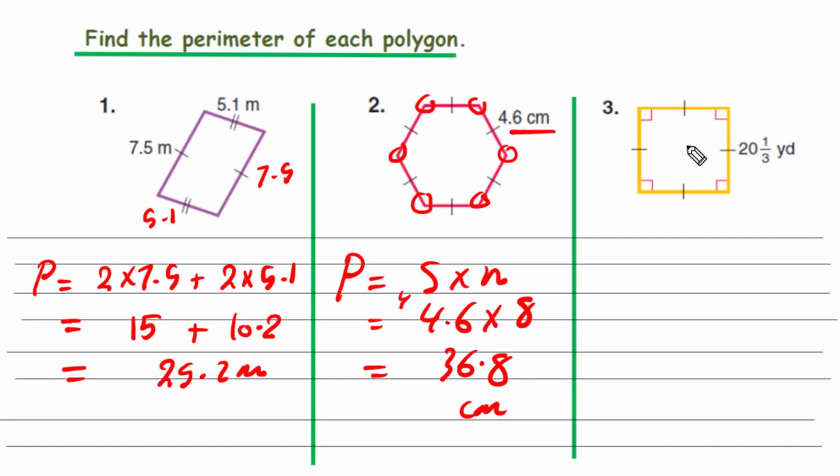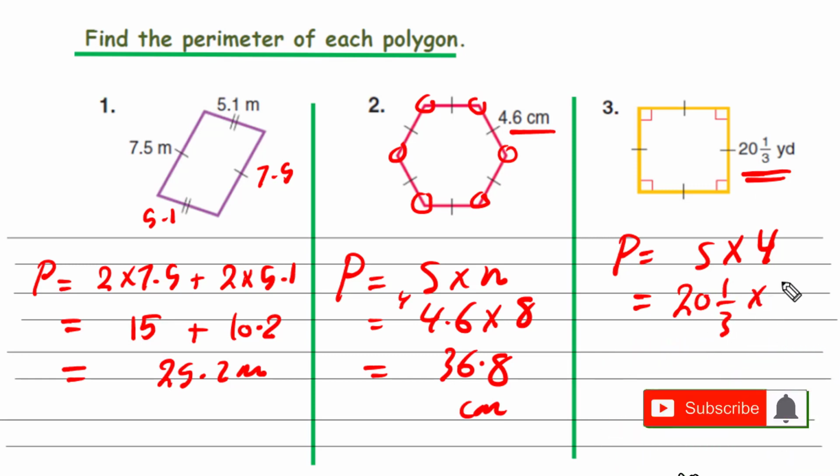Next, what is the shape? It's a square. How can we find the perimeter of the square? The perimeter of the square is equal to its side length times 4. Its side length equals 20 and 1/3. We can write 20 and 1/3 times 4.